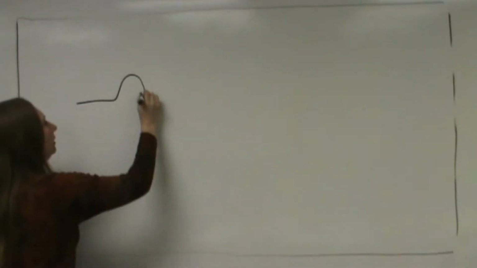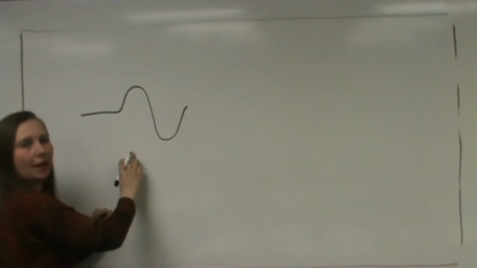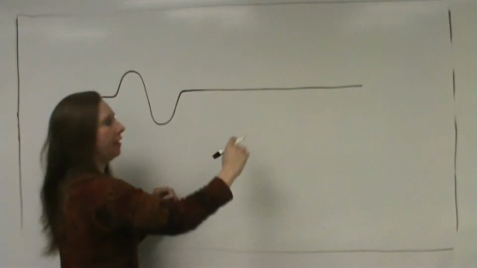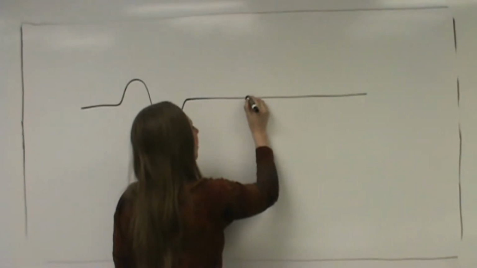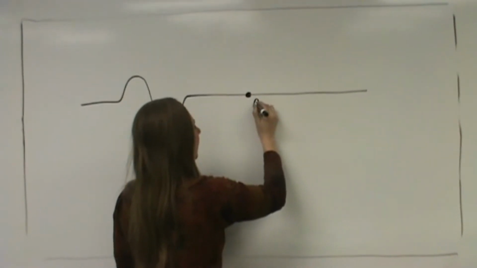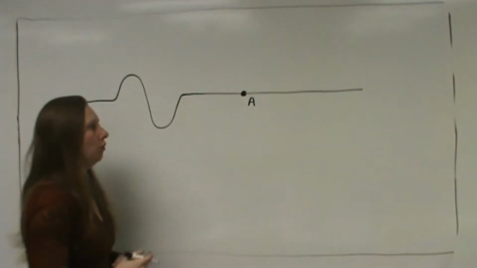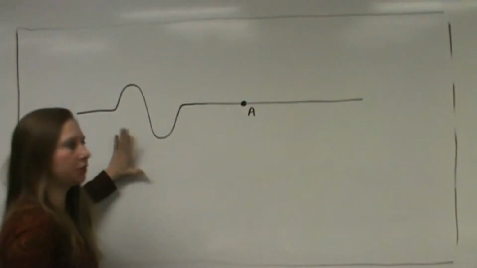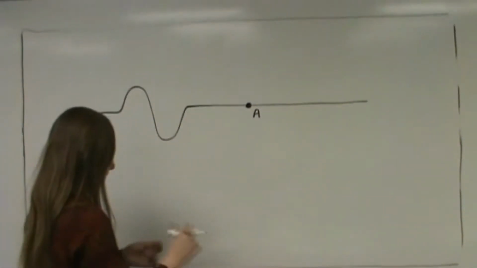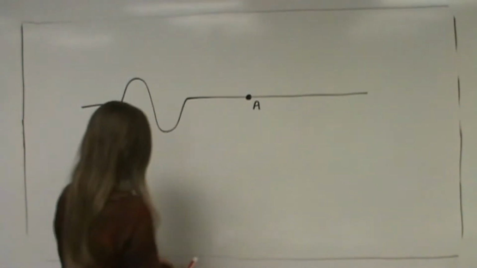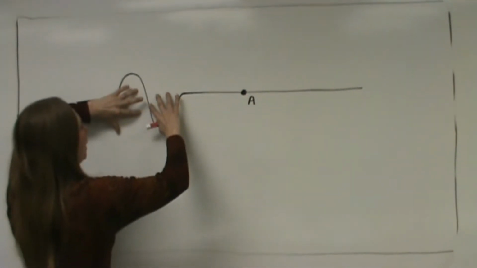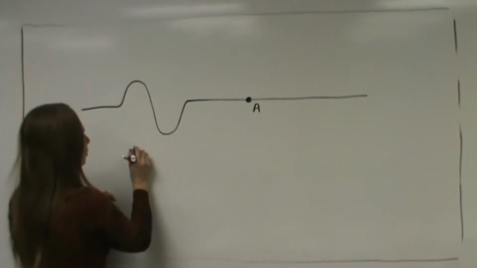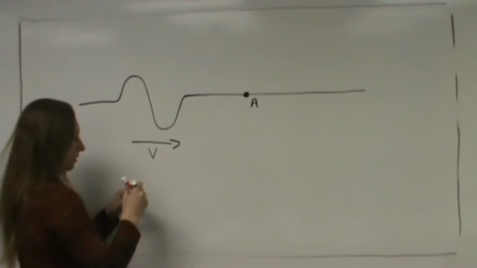Here we have a single wave pulse on a string, and here is a point. Let's call this point A. And we'd like to know, how is point A going to move when this pulse passes through it? So let's see. Well, this wave is going to travel. Now, I have to tell you what direction it's traveling in. It's traveling this way, to the right.